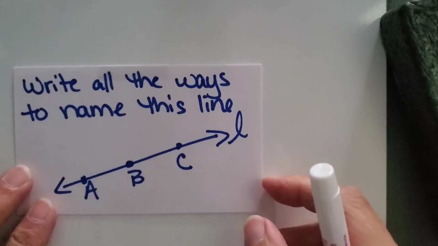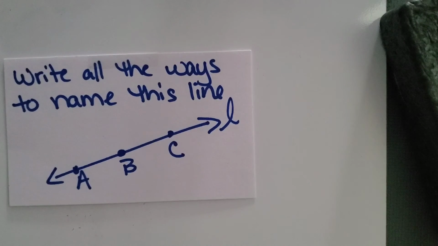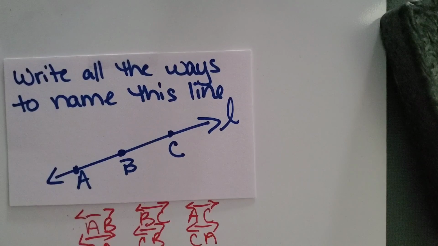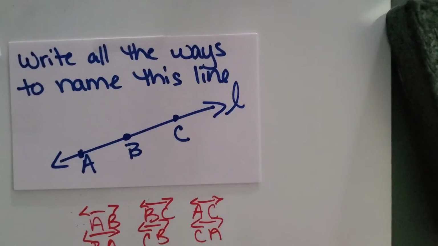And let's see, write all the ways to name this line. So there's 3 points, so I have to use any 2 of them. So I could say line AB, remember you have to have the double arrow over it. You could say line BC, you could say line AC. So those are ways going this way, but we can also go backwards, so we can switch the order and name them again. So it's actually 6 ways, and any of them are fine. If you're talking about the whole line, you can do any of those, and it is acceptable.